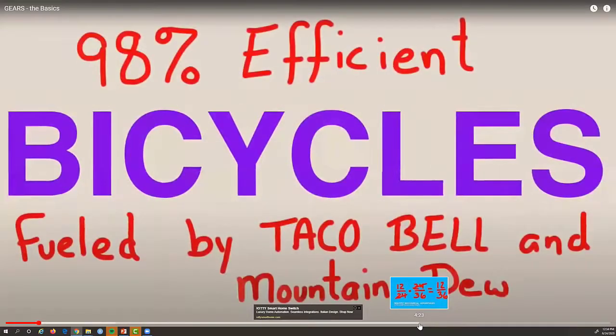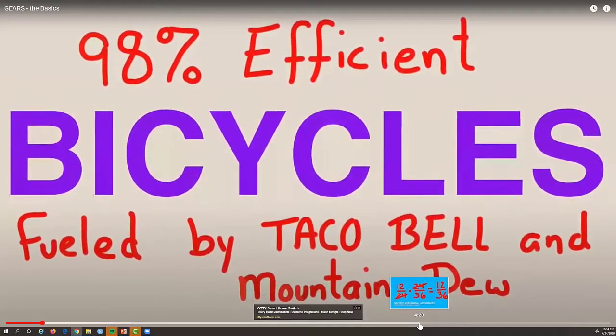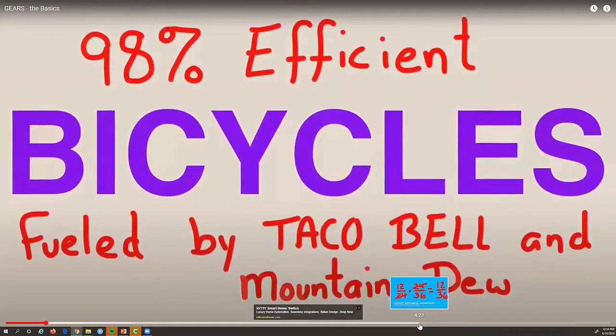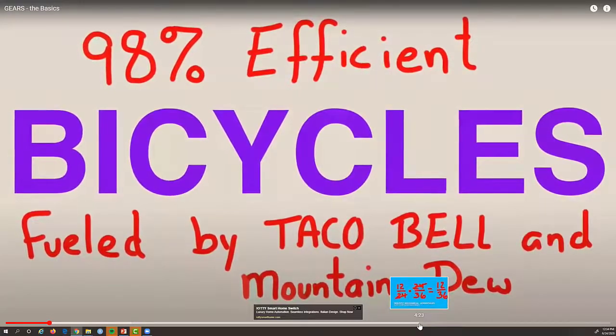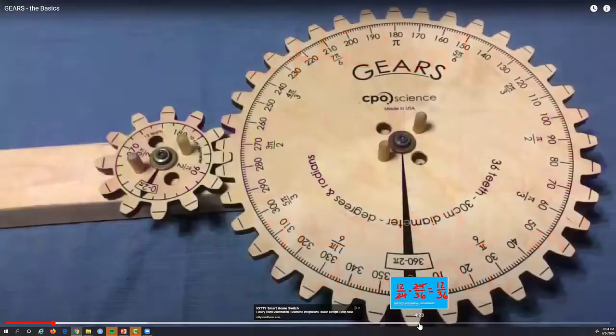Always remember, especially when driving your Prius, that the bicycle is the most efficient form of transportation that we have, fueled by simple things like Taco Bell and Mountain Dew. But anyway, let's learn physics.